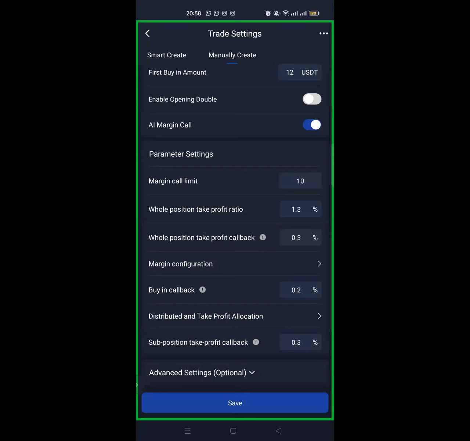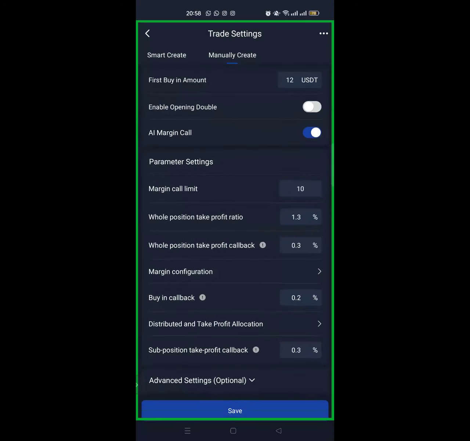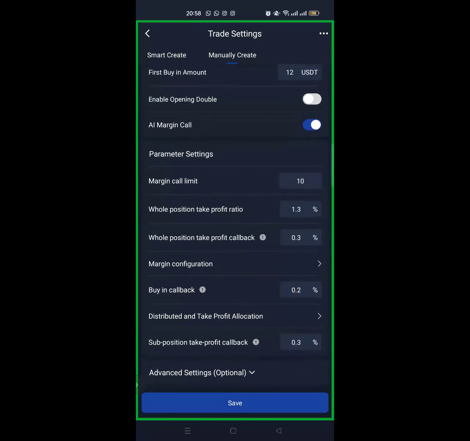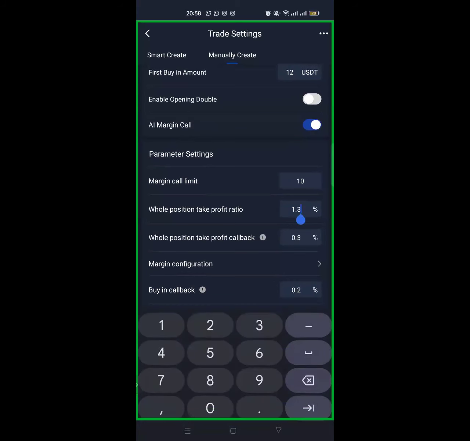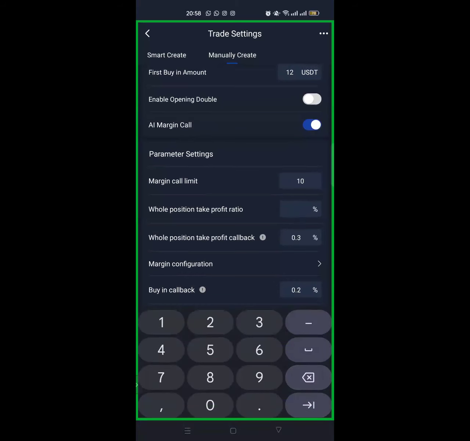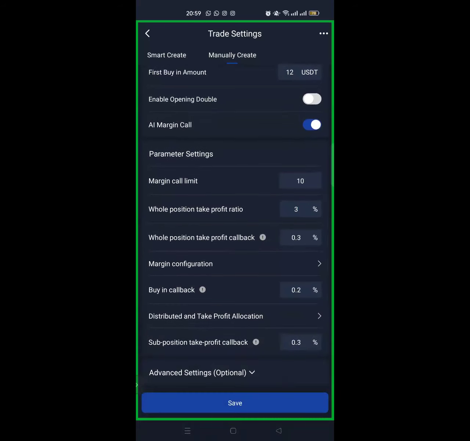Now, this callback here is 0.3. Let me change my take profit. Let's say my take profit is 3%. It's just an example.